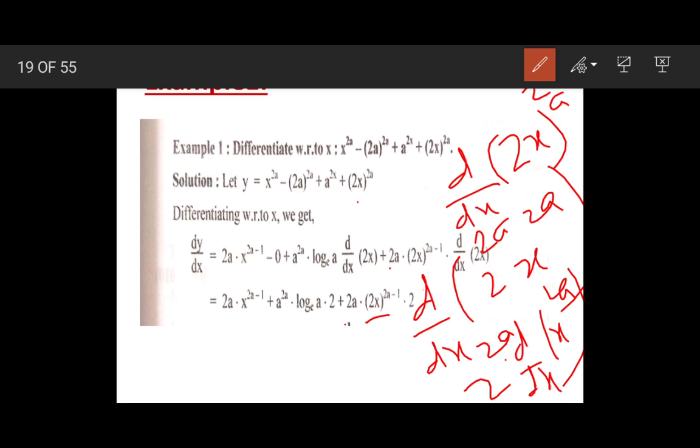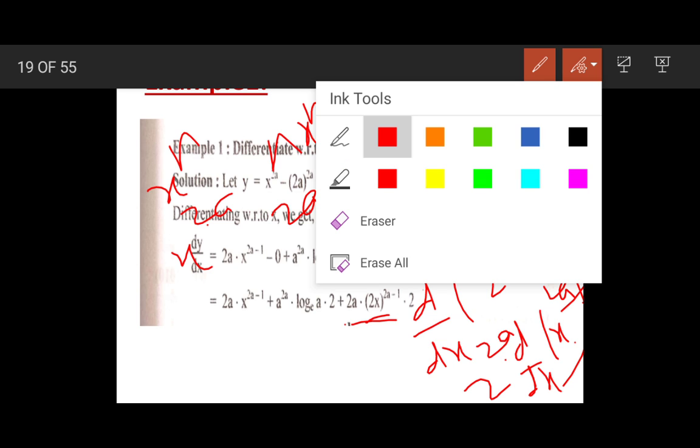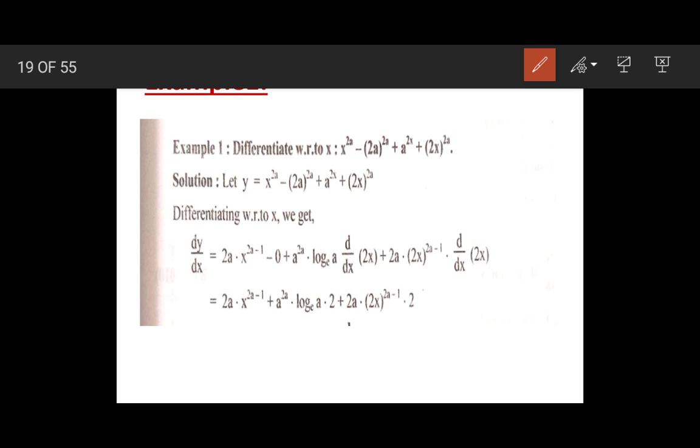Then this will be x raised to 2a. For x raised to 2a, again we have to apply the x raised to n formula, that is equal to n x raised to n minus 1. So x raised to 2a will give 2a into x raised to 2a minus 1. The second thing is the derivative of this x raised to 2a.